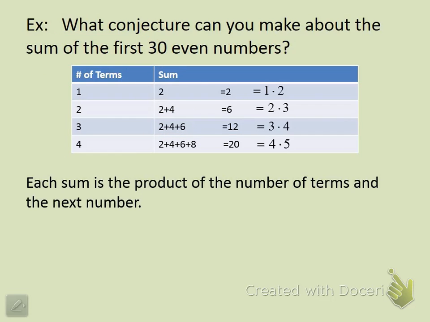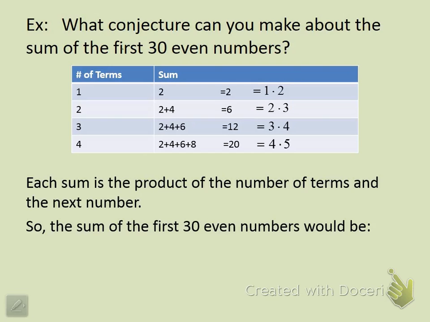You can see that each time we're taking the number of terms and multiplying. The first term is 1 times 2, and the second term is 2 times 3, and you're just adding on top of it. So each sum is the product of the number of terms and the next number. We're trying to make a guess as to what's going on from one step to the next. So the sum of the first 30 even numbers would be 30 times 31, which is 930.